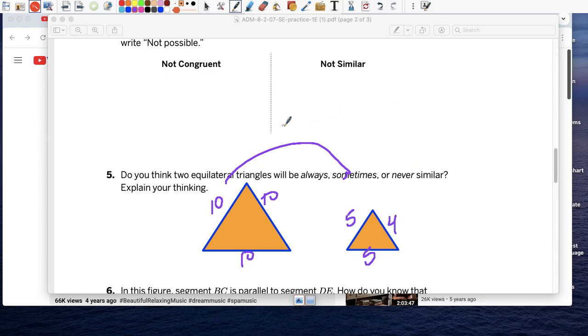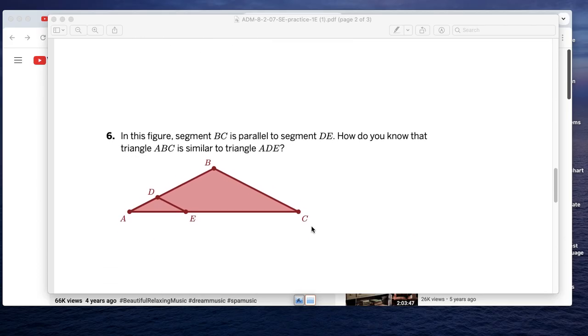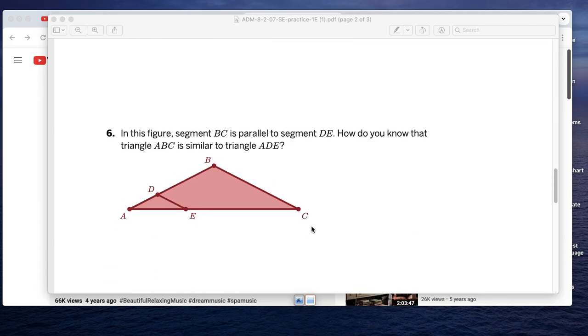It's just not possible, right? If I'm using the same scale factor, and the angles will always be congruent. So the answer to this will always be similar. Okay. In this figure, the segment BC is parallel to DE.